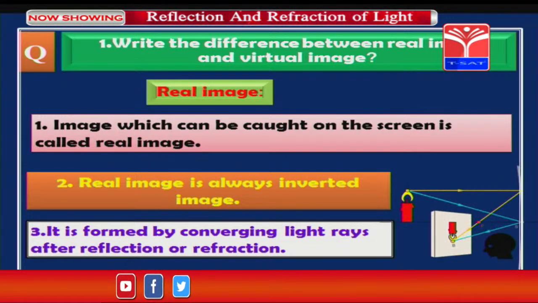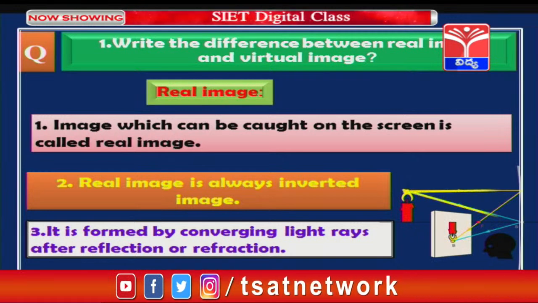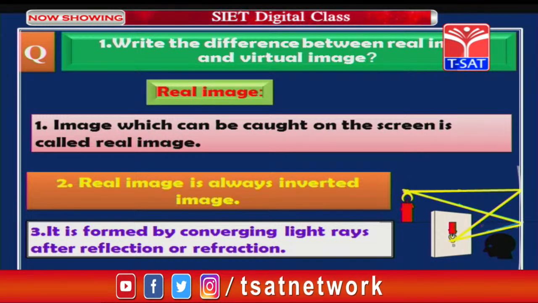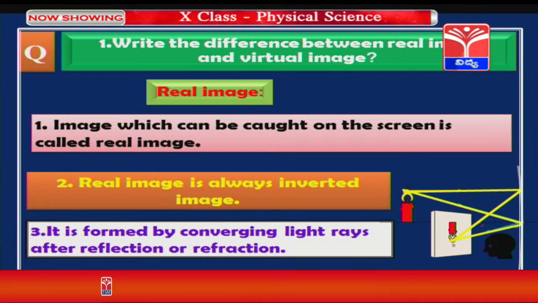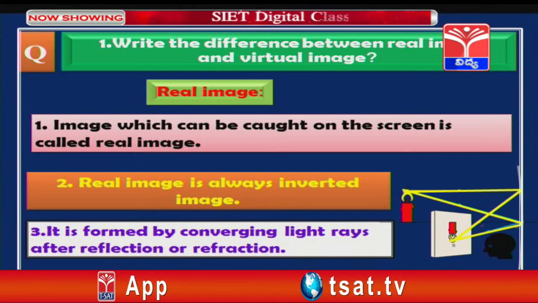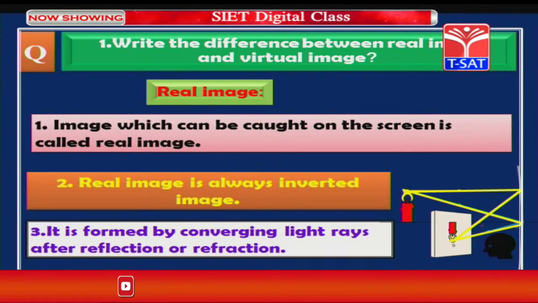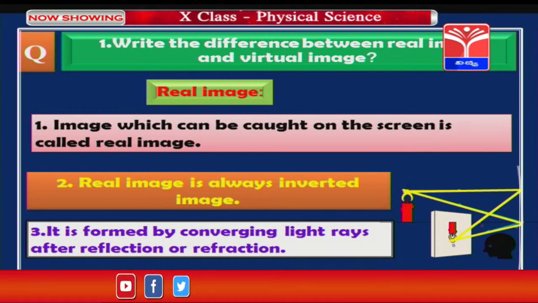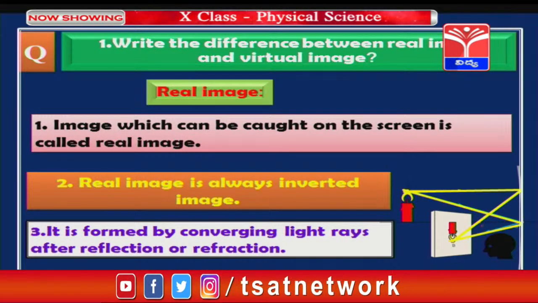Here we can see the object, light rays from the object travel toward the mirror, after reflection they will converge at a point. So, it forms a real image. A real image is always inverted. So, here we can see the candle appears upside down.